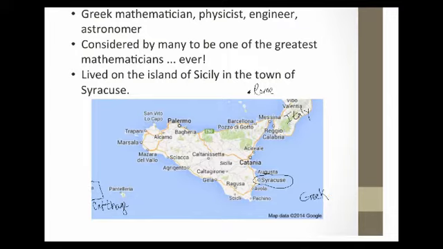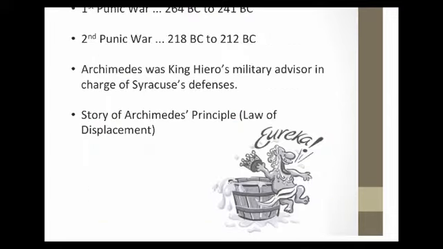How Archimedes played into this is that he was King Hiero's military advisor. He was the one in charge of defending the coastal defenses of the town of Syracuse. As you can imagine, as a port city during wartime, you can figure out the rest. Sort of an important place to be.